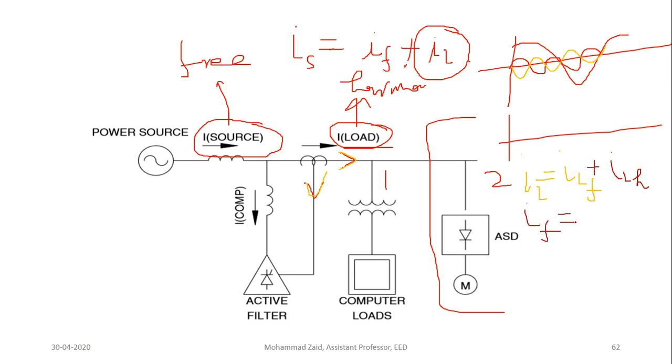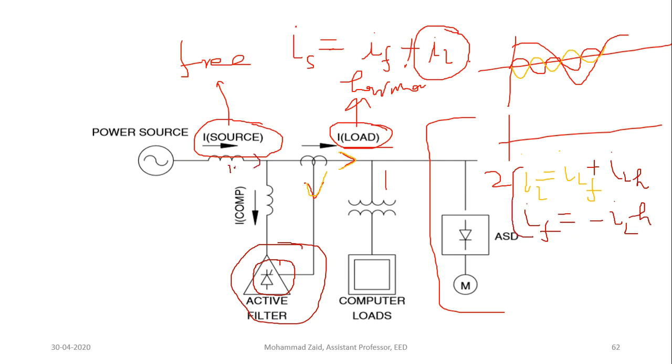This is the active filter, and that's why you have seen this symbol of a controlled device, a thyristor, which shows that the current to be controlled here can be generated opposite to the harmonic current. IF should be equal to minus ILH. So what will happen? The source current should be the sum of all these currents, IF and IL.